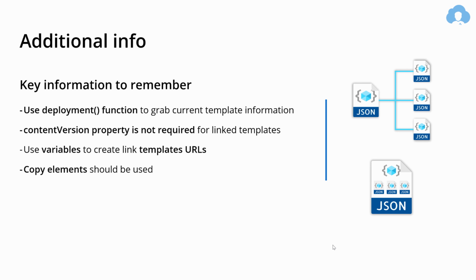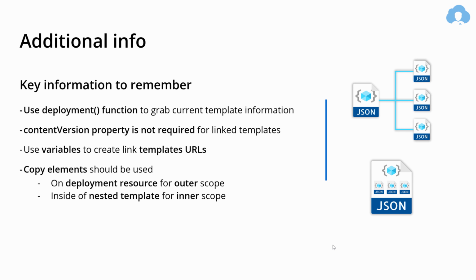Additionally, if you're using copy elements, if you want to create multiple instances, then there's a slight difference here. For the nested templates, if you're using outer scope, then you need to create copy element on entire deployment resource. So on this outer scope of that resource. But if you're using inner, then you can use it within the template itself. So you can copy resources like normally. It's just slight difference depending on the scope. So just remember about it, because you're gonna get an error during deployment if you try to use it incorrectly.